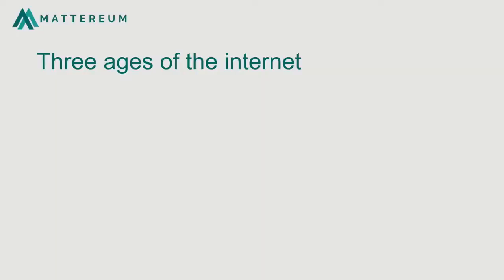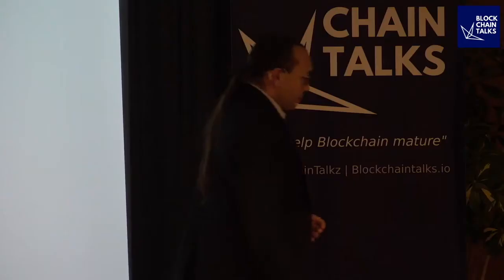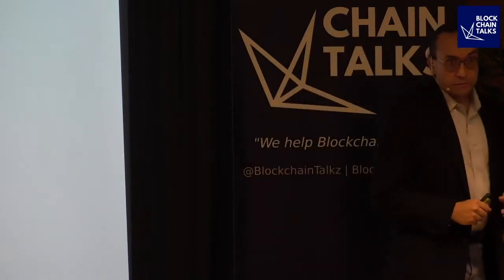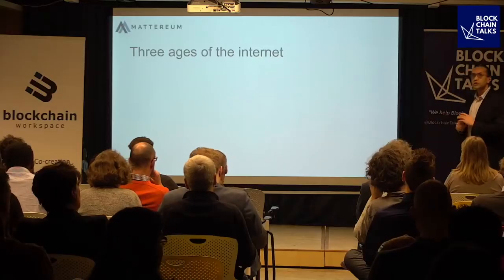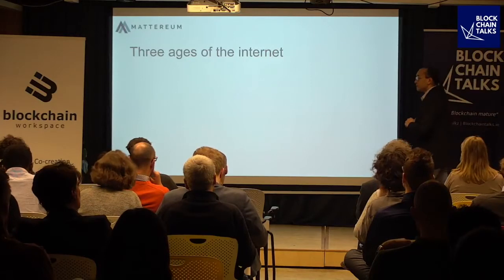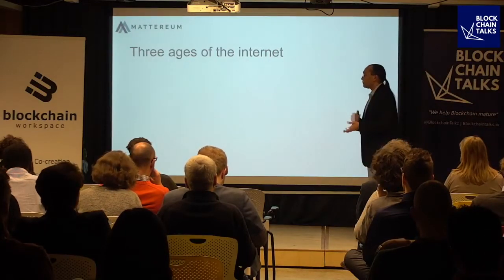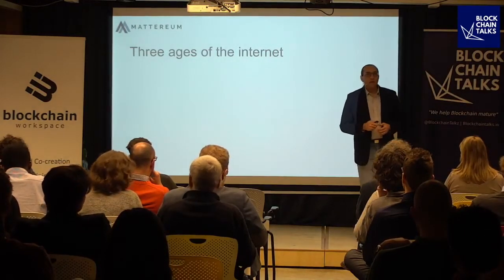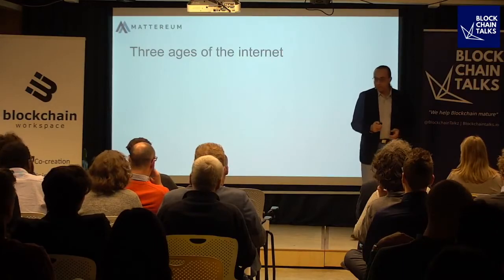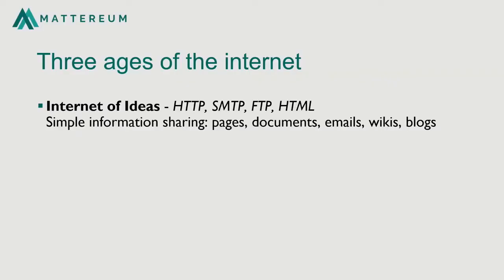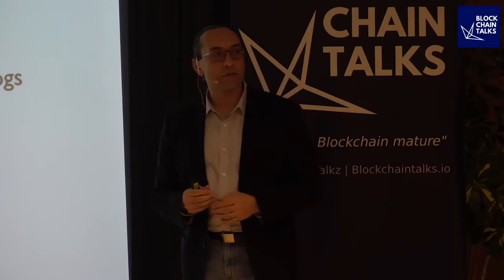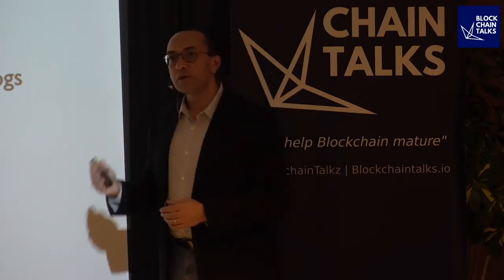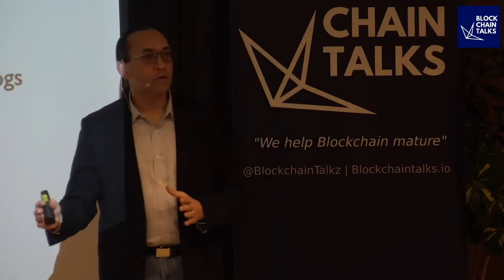Now I want to take a sort of sideways step and talk a bit about history. And I want to talk about the history of the internet. And there's a perspective on this that we like to talk about at Mattereum, where we think about the three ages of the internet. And the first is the internet of ideas. And this is going back to the very beginnings of what we now call the internet in the early to mid-1970s, when people were inventing the protocols that everything is built on.